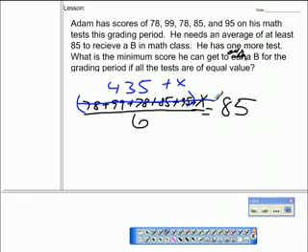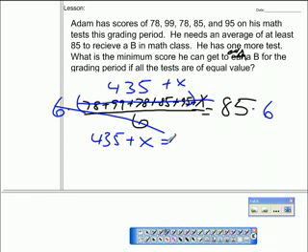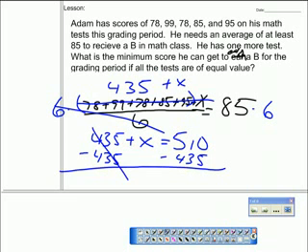Now what do I do to solve for X? Opposite. This is dividing by 6. Multiply by 6. So we multiply both sides by 6. Got to get rid of the denominator first so I can get to the 435 and X. So 435 plus X equals 510. Now what? Subtract 435. Good. X equals 75. So Adam has to get 75.